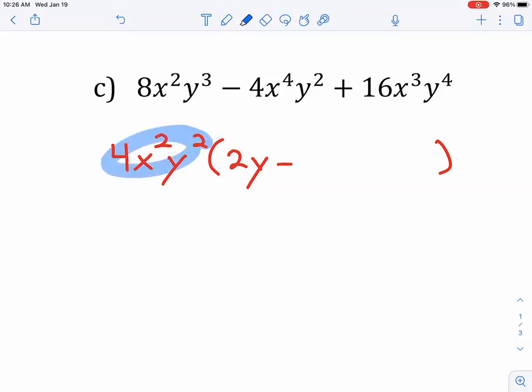So again, just to check, this times this would be 8x squared y to the third, which was our first term. Now to do the middle term, I take 4 out of 4. So I might need a 1 placeholder, but I'm going to wait and see if I have anything else. Because if I take x squared out of x to the fourth, that's going to give me x squared. And so y squared out of y squared, I don't have to write anything. So again, this times the middle term is -4 x to the fourth y squared. So my middle term's looking good.